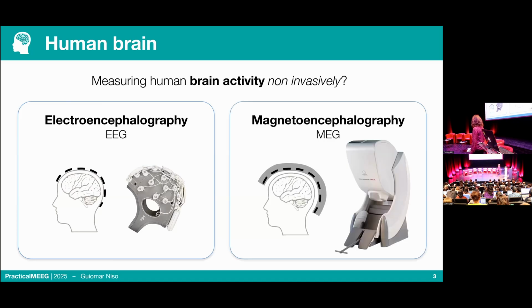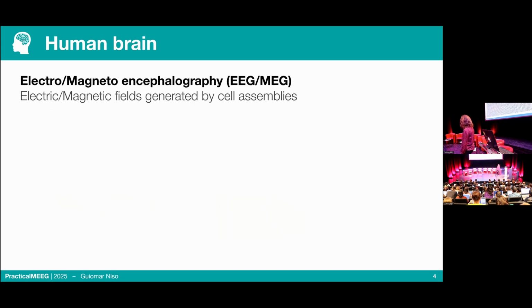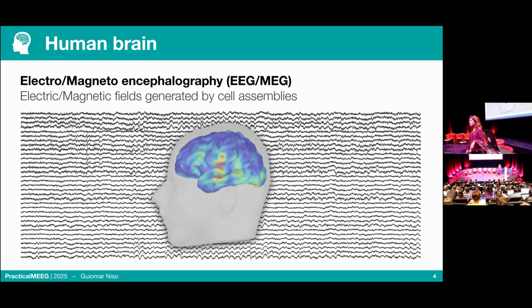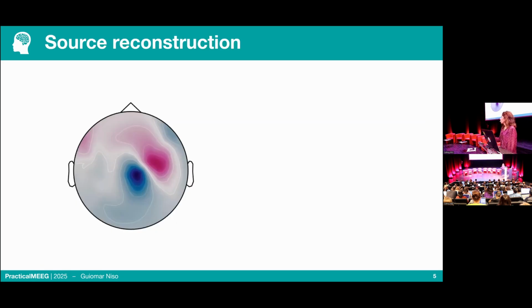We get some electromagnetic fields that we should be able to convert into source activity. And this is not an easy task. That's why we use many mathematical approaches to try to model and estimate what's really going on behind the skull in our brains. Why do we want to go from the sensor level to the source level?